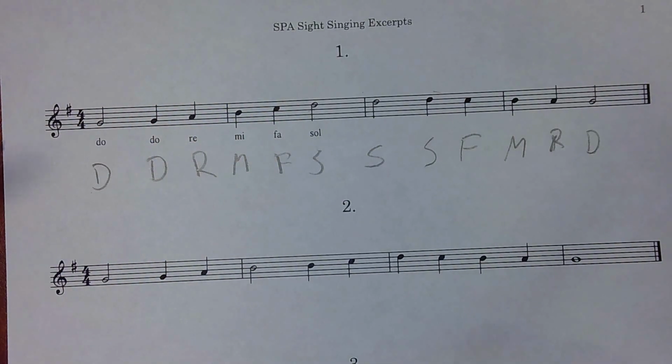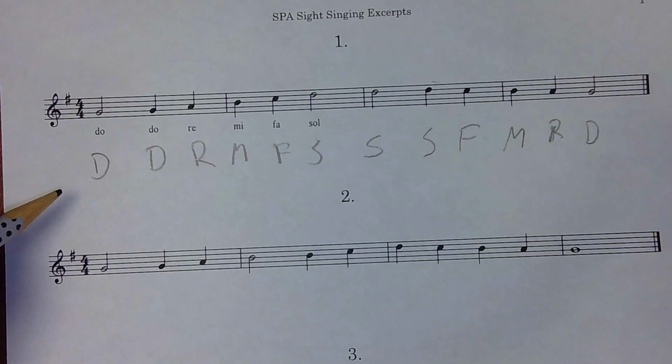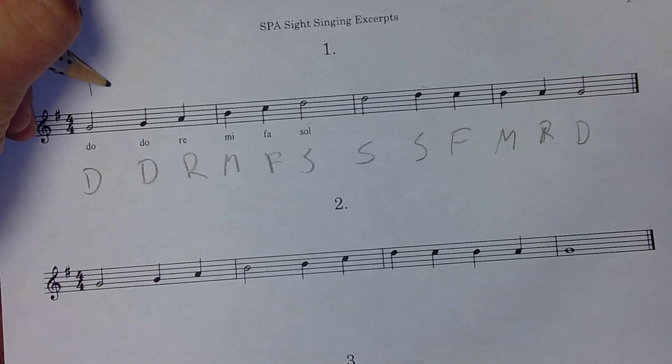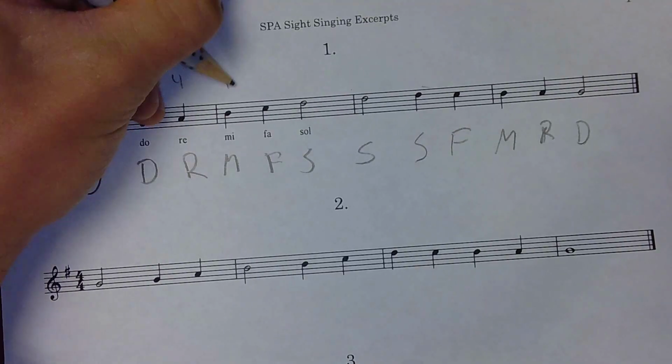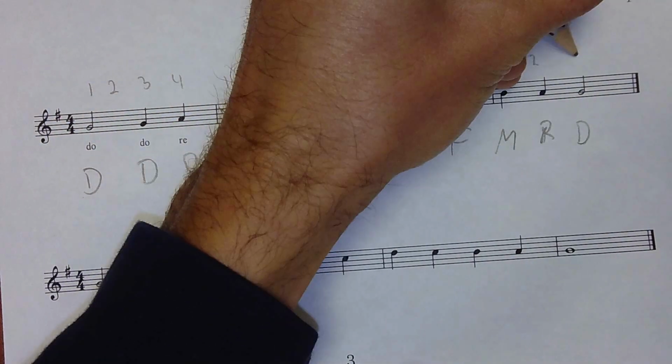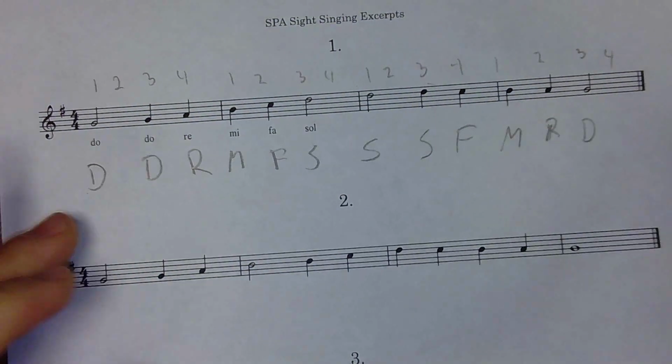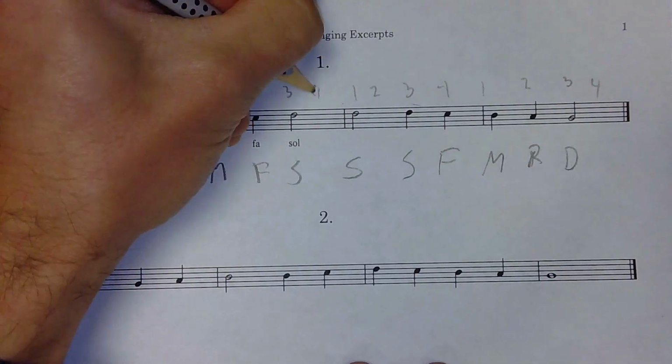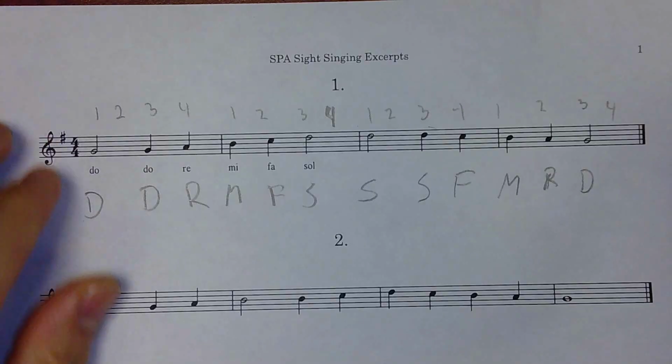Now, let's combine skills. We did rhythm before, so let's do rhythm right now. I'm going to count and write my counting in. 1, 2, 3, 4. 1, 2, 3, 4. Now, we won't always write all of our counting in like this, but since we're just getting started, I think it's useful when we're combining skills.